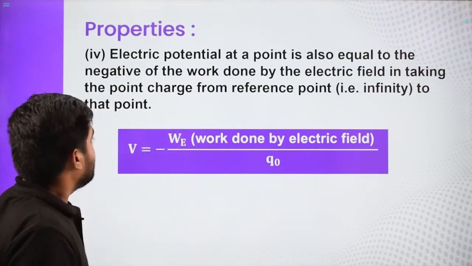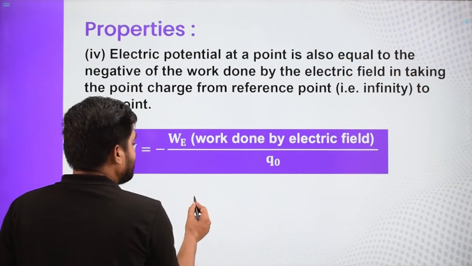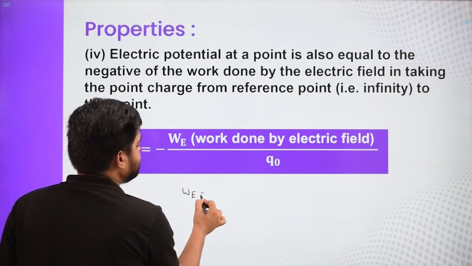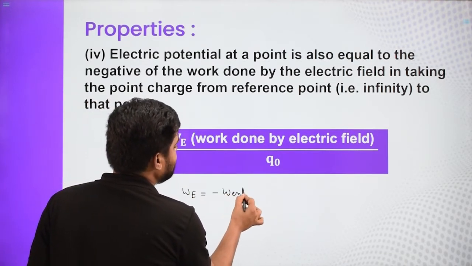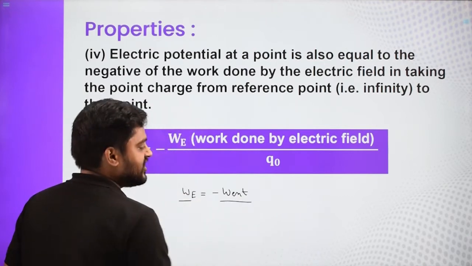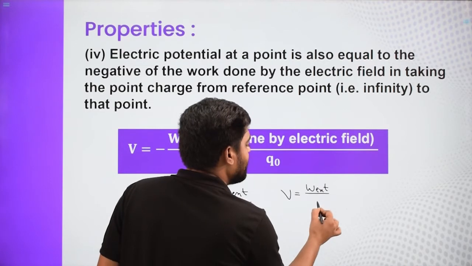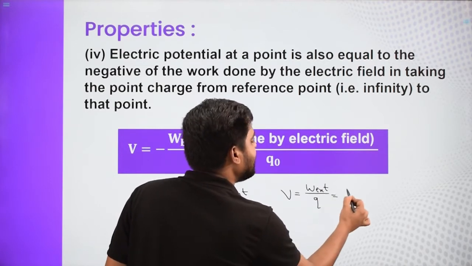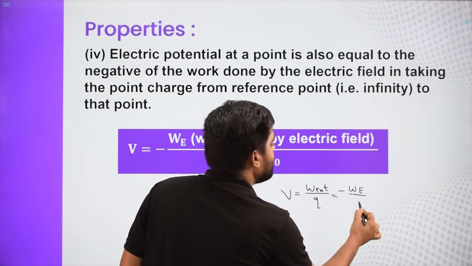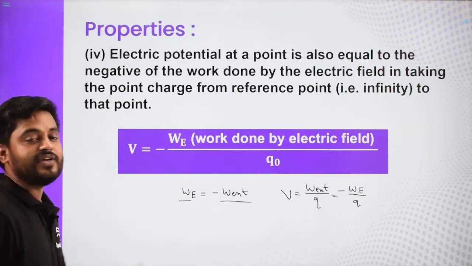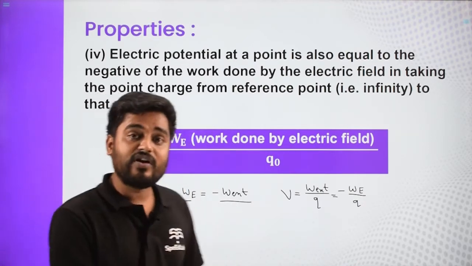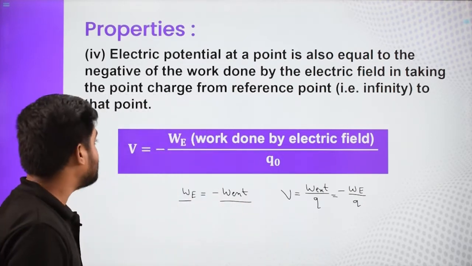right? So we have already discussed that work done by electric field is basically the negative of work done by external field, and potential is defined as work done by external force per unit charge, and that is the negative of work done by electric field per unit charge. So it is also defined that way. We have already discussed that while writing the original formula.